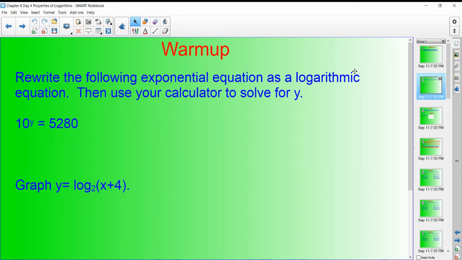So I'll start with a warm-up. Practice our conversion from exponentials to logarithms. For the first one, rewrite it as a log and then check that you can take that log in your calculator and get me an answer. And for the second one, graph the log. Maybe we'll also want to convert that to an exponential. Go ahead, pause the video, take some time. When you're ready, unpause, and we'll continue.